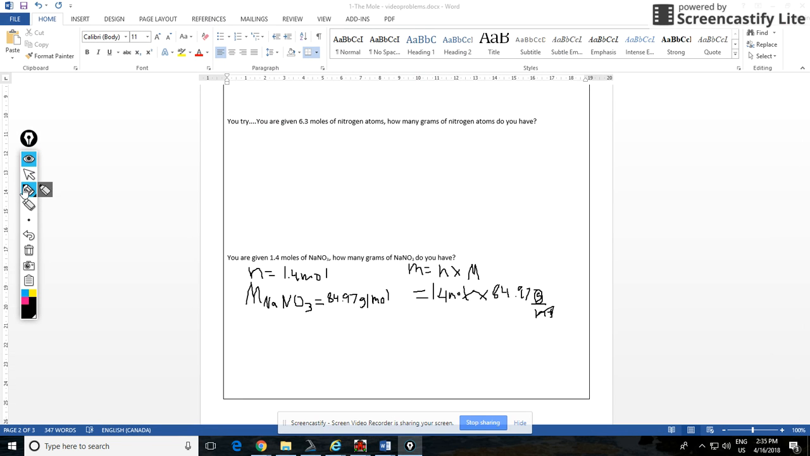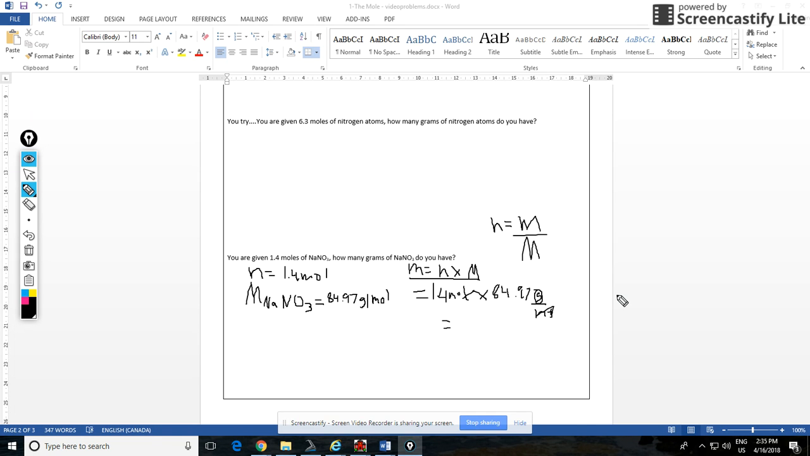So in the last video, we did some sample problems that involved converting from moles to mass and mass to moles. We had to use our formula m is equal to n times molar mass, or we could use our formula moles is equal to m divided by big M, so mass divided by molar mass. And we had finished off with this question here.